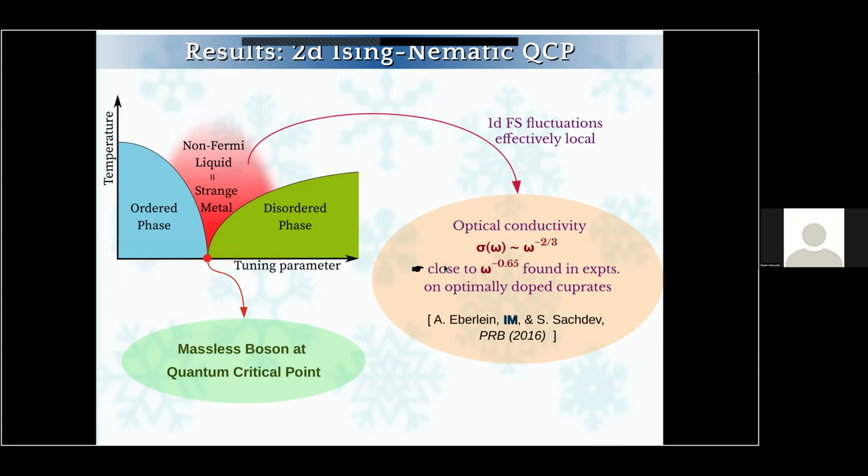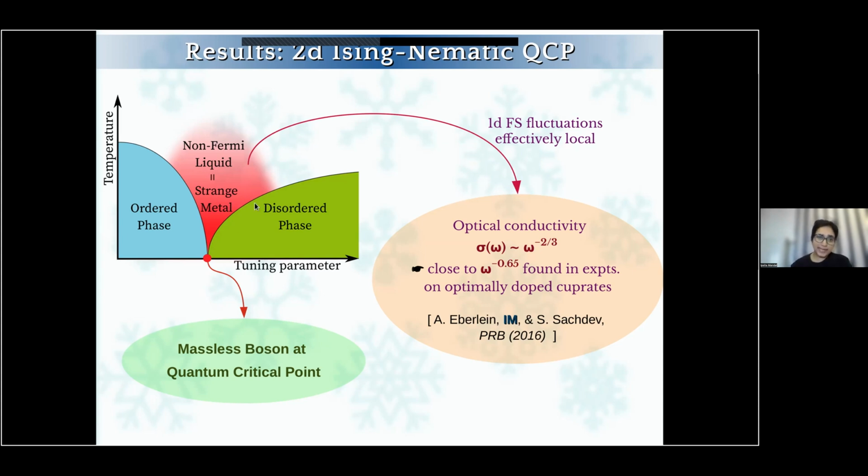Now, let me just tell you the results that we got. We considered this Ising nematic quantum critical point in generic dimensions, but the two-dimensional case is interesting due to the fact that it is related to these high Tc materials' phase diagrams. So for the 2D case, we have a one-dimensional Fermi surface, which undergoes violent fluctuations, but these fluctuations are effectively local in momentum space.